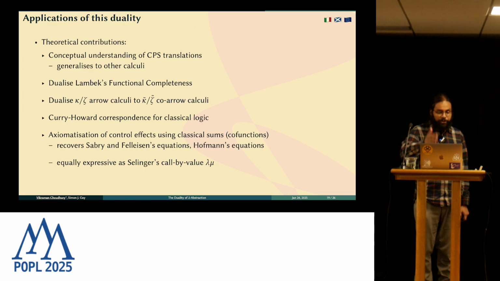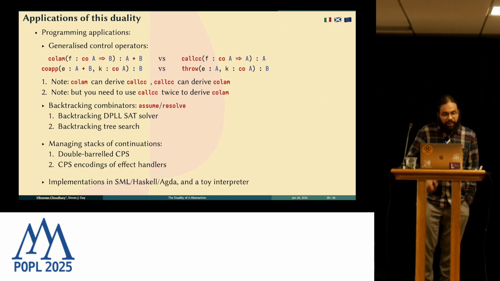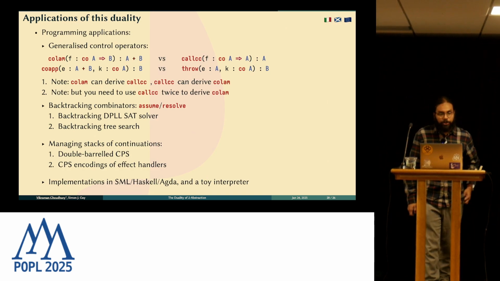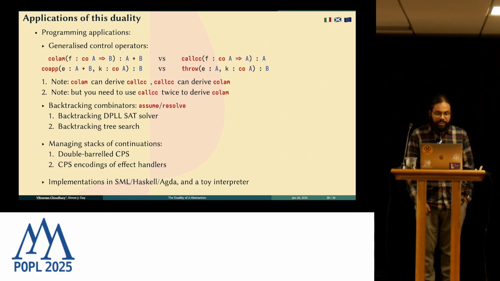And you can actually give an axiomatization of all the control effects using these classical sums rather than the empty type. Okay, so if you go through the paper, I explain how you can recover all the original axiomatizations of call CC or call by value lambda mu. Okay, and I also enjoy programming with co-currying and co-lambdas.